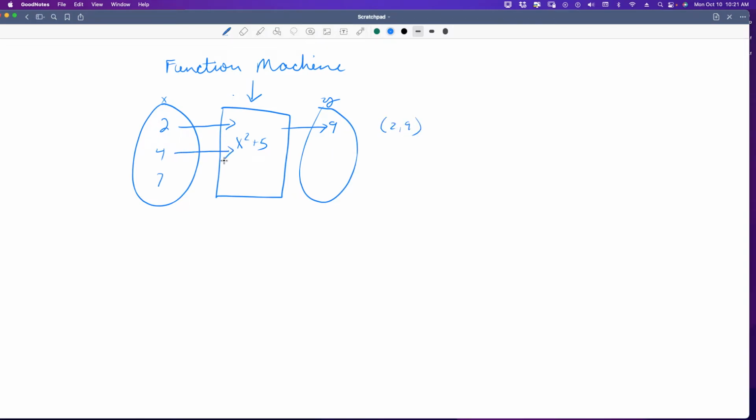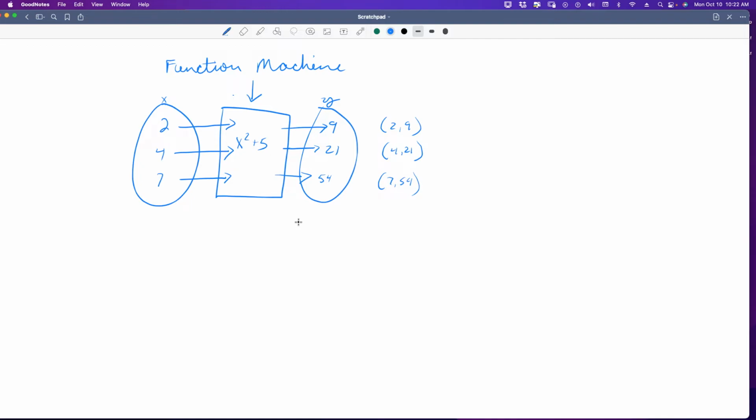4 would go in. 4 times 4 is 16, plus 5, 21 would come out. So our point would be 4 and 21. 7 would go in. 7 times 7 is 49, plus 5, that'd be 54. 54 would come out. So our point would be 7 and 54. Right, so you kind of see how that works.